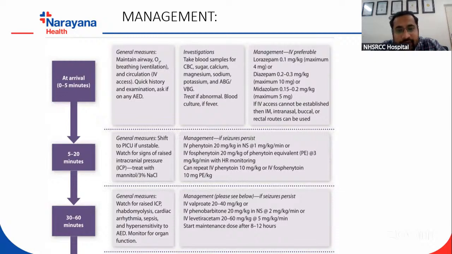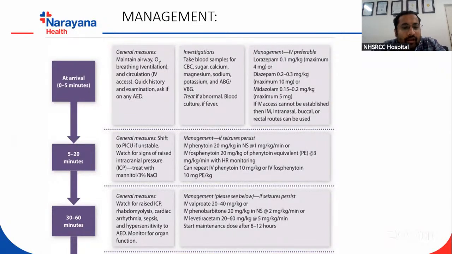If the child comes with fever, it's very important to collect cultures and manage accordingly. Preferably secure an IV line. We can use either of these drugs: lorazepam 0.1 mg per kg, diazepam 0.2 to 0.3 mg per kg, midazolam 0.1 to 0.2 mg per kg, maximum being 5 mg per dose. If IV access cannot be established, which is very commonly encountered, then we can also use intranasal, buccal, or per rectal routes. If the seizure duration crosses 5 minutes, the child is labeled to be in status epilepticus.